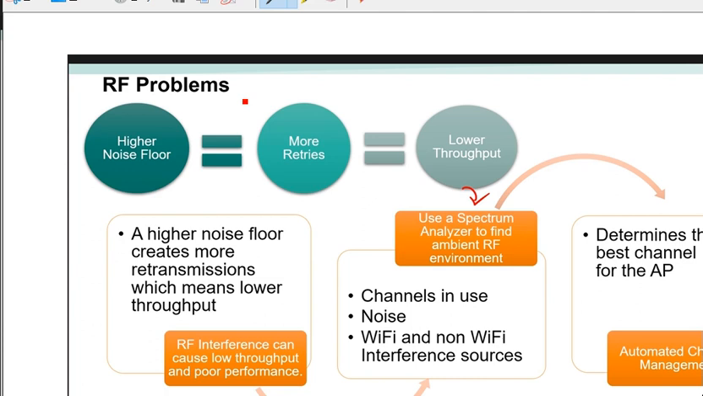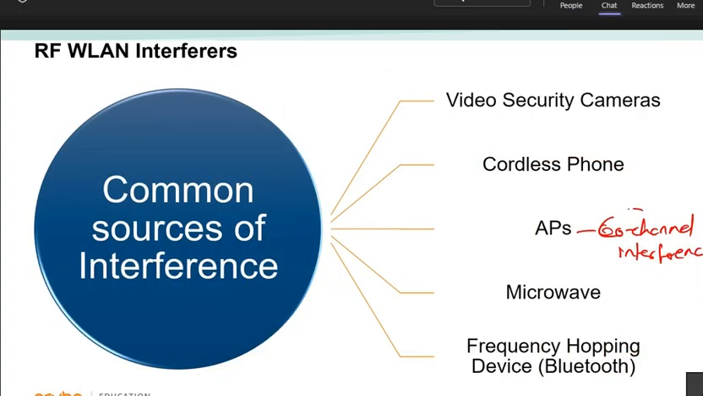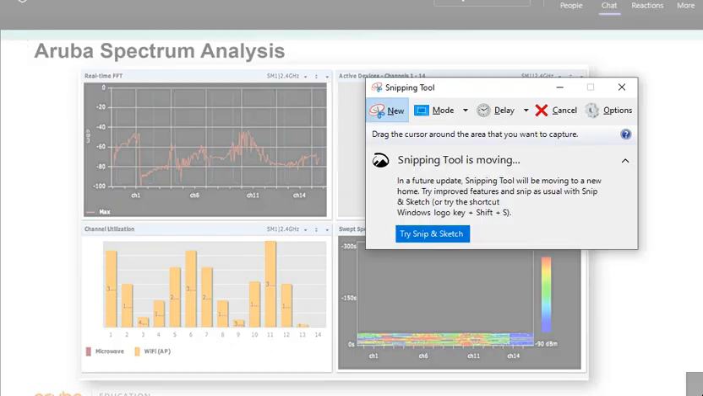Now, like I told you, these are the common sources of interference, such as your video security cameras, Bluetooth devices, cordless phones, microwaves, right? These are common devices called non-802.11 devices, right? And also misconfigured access points. Why are APs written in this common source of interference? Because your access point may also be configured wrongly, right? You may configure certain channels that overlap with each other, right? That may cause something called co-channel interference, right? This can also be detected by a spectrum analyzer, right?